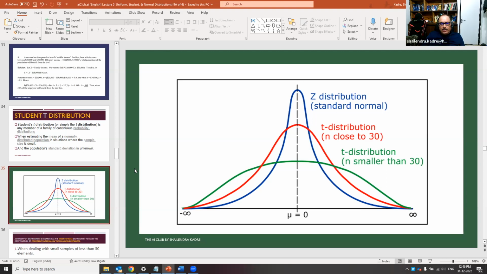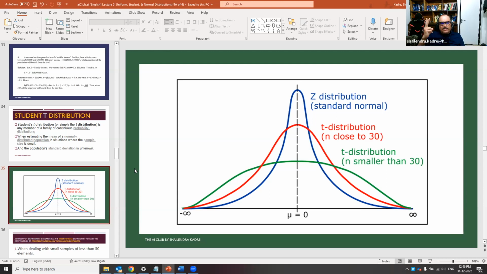So now you have got a feel for the shape of the t distribution. You see the green curve. It's a very shallow curve. It is for n less than 30. When n is approaching 30, you will see that the normal distribution and the t distribution look almost the same. And if n is greater than 30, 40, 50, 60, like that, the t distribution becomes the normal distribution. Got it? Everybody got it?